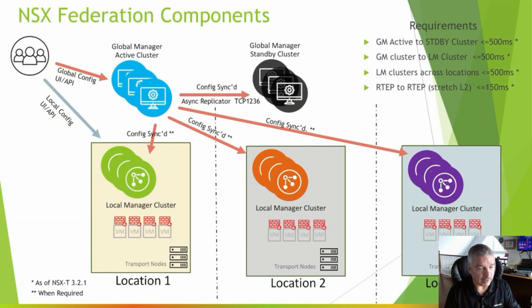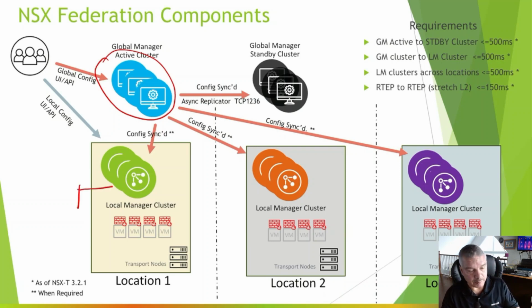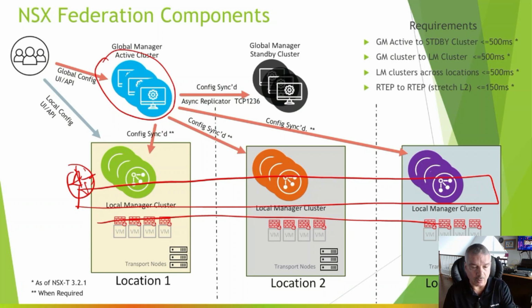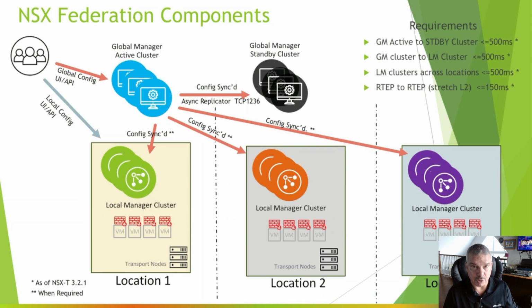The global manager is responsible for things like global objects and regional objects. These are objects that you create that are going to span your locations. Maybe I'm going to have a gateway that spans this location, right? Or segments, or security groups, that type of thing. So the global manager looks after global objects.